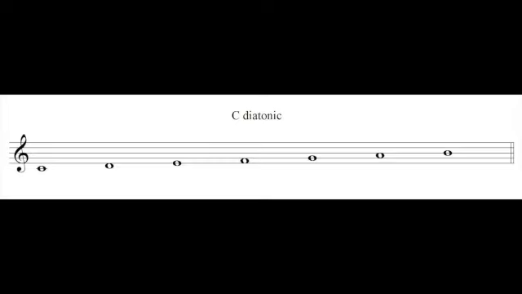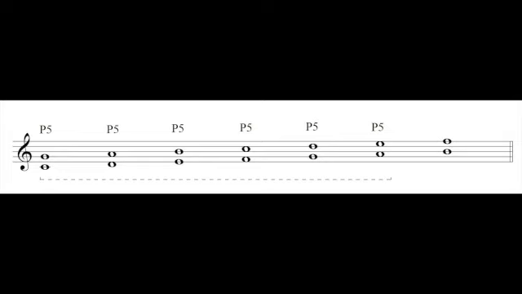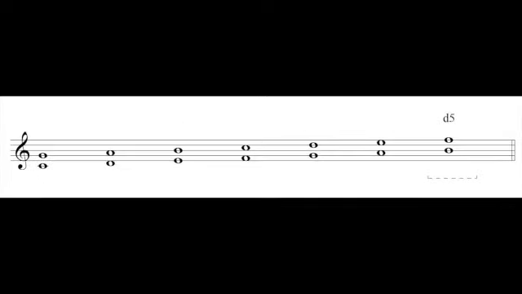Sorry. First, let's define what fifth is. Here's C diatonic, and I'm going to add fifth above diatonic. You can see first six are perfect fifth, and the seventh one is diminished fifth.